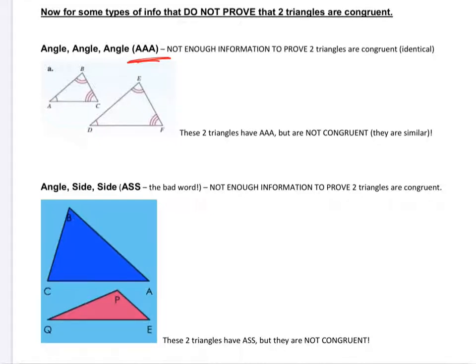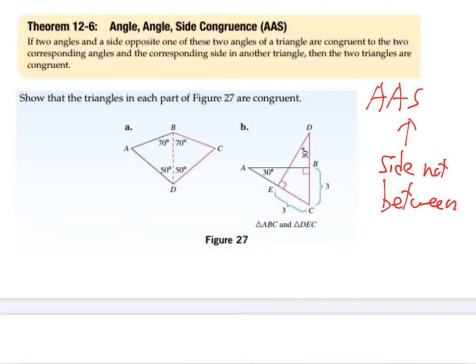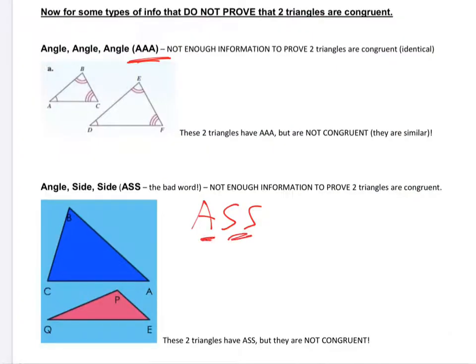And then there's one other which is hard to remember. This one, angle, angle, side, side. So that's a little different than angle, angle, side. That one's okay. Angle, angle, side is good. Two angles and a side not between them. But two sides and an angle not between. That angle is not between. That one doesn't work either. That one's hard to remember.